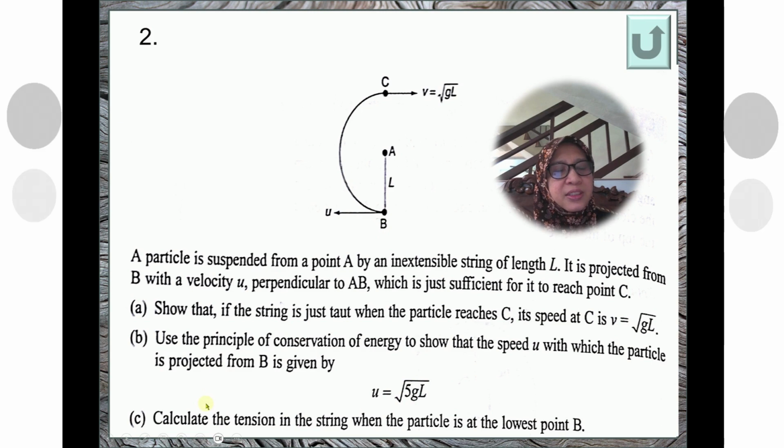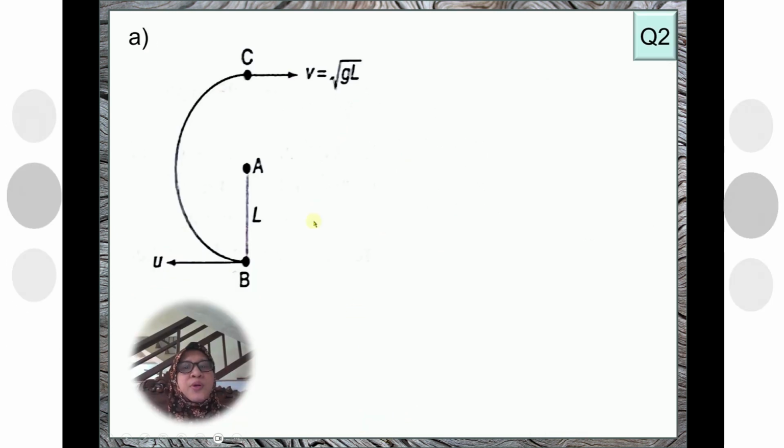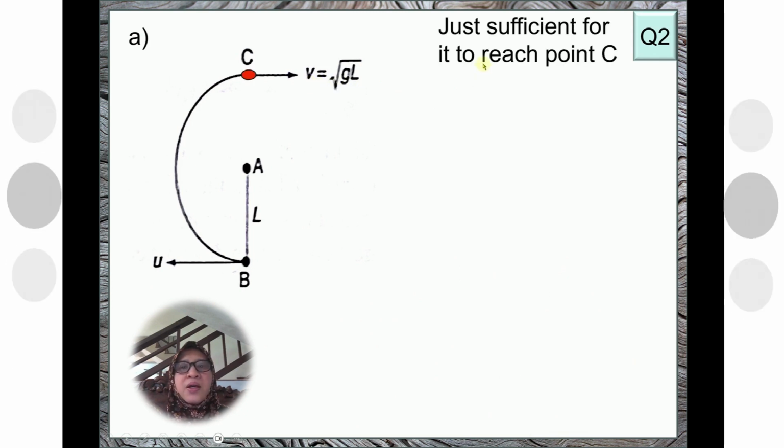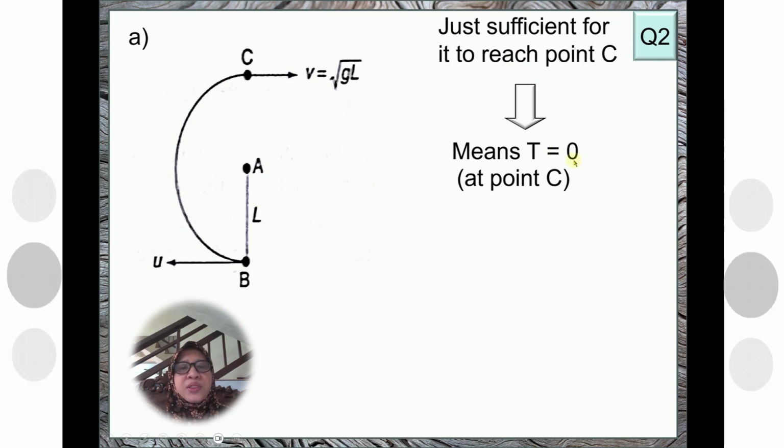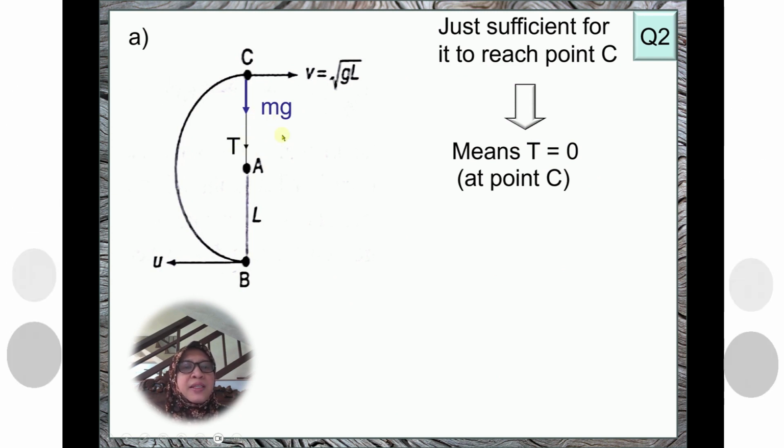And lastly, calculate the tension in the string when the particle is at the lowest point B. So we go to question A first. We are going to prove the speed equals the square root of gL. The particle is just sufficient to reach point C, so that means the tension in the string equals 0. At point C, the forces are tension, which is downward, and mg. These two forces provide the centripetal force, so they are in the direction of the centripetal force. That means T and mg are positive.